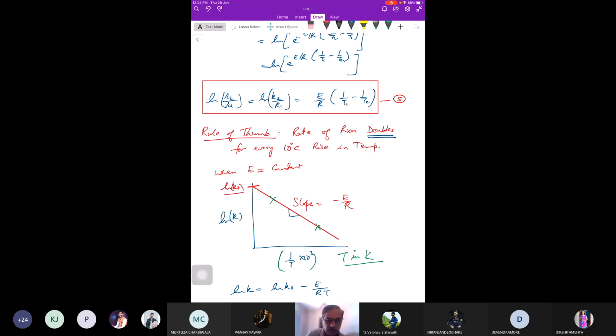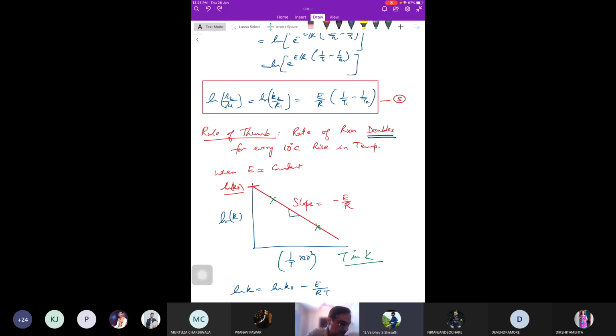Have you studied activation energy in chemistry or not? Yes sir. So what is it? What does it represent? Sir, it is the minimum amount of energy required for the reaction to occur. Yes, correct. So if the activation energy is more, what does it mean? It means the reaction is too slow. Okay.